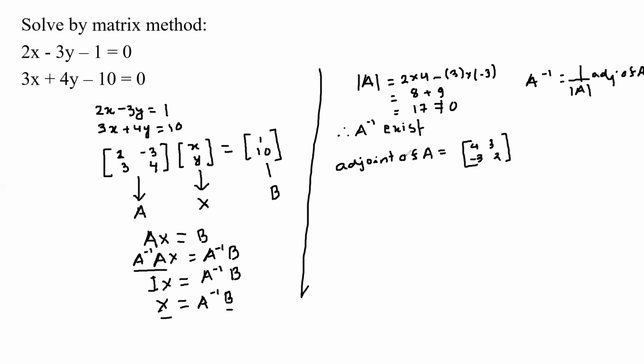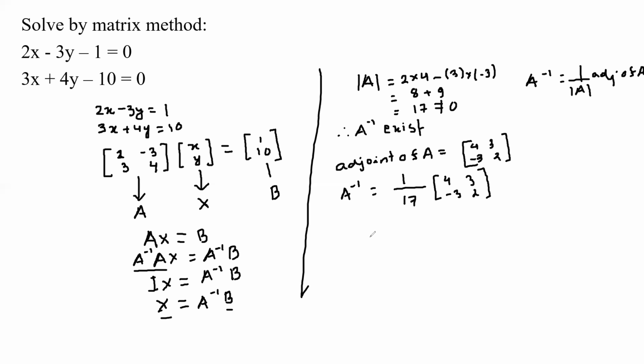Now we can easily find the A inverse. So what is the A inverse? This will be equal to 1 by determinant of A, and that is 17, and the adjoint of A is 4, 3, -3, and 2. I will suggest you not to divide this matrix by this 17. Do not multiply by 1 by 17. Just let it be like this.